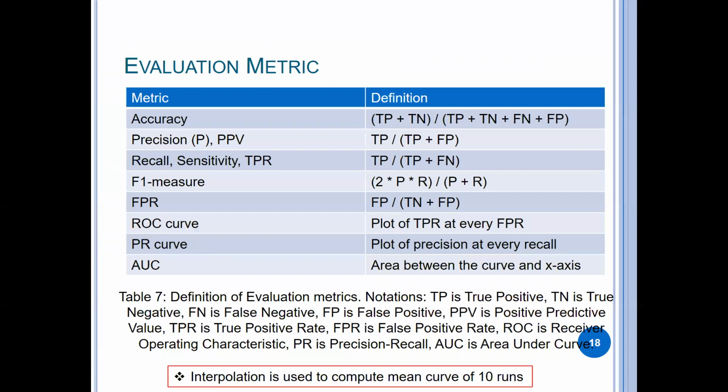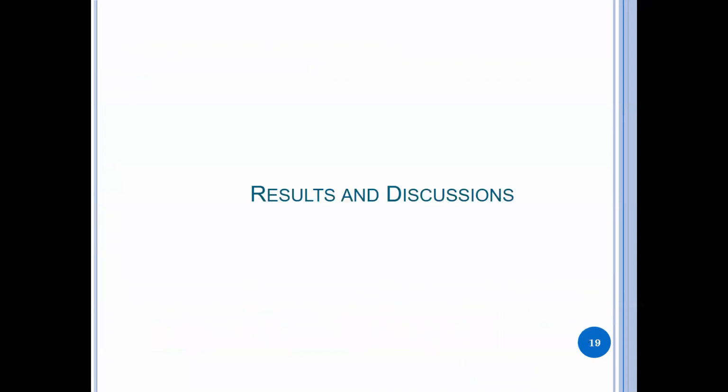Here is our evaluation matrix. We considered the well-known accuracy, precision, recall, and F1 measure as single threshold based evaluation metrics, and the receiver operating characteristics or ROC curve and the precision recall or PR curve as multi-threshold evaluation metrics.